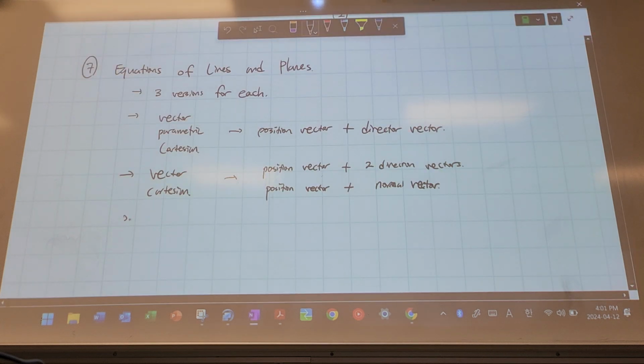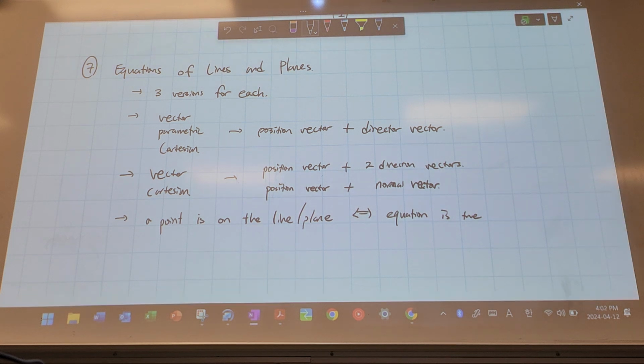One thing to note is that when we say a point is on the line or on the plane, we mean this is equivalent to saying that the equation is true. So we can plug the value into the equation to check that it is indeed on the plane or on the line, when the left-hand side and right-hand side are equal.